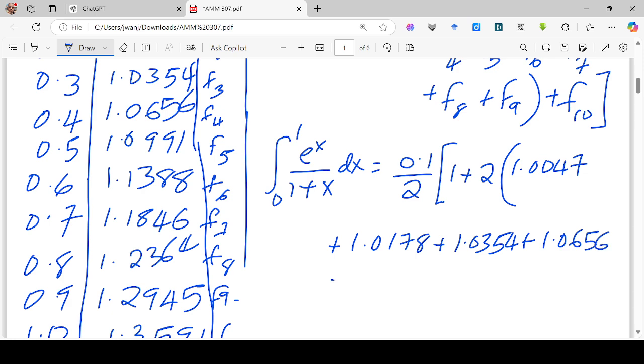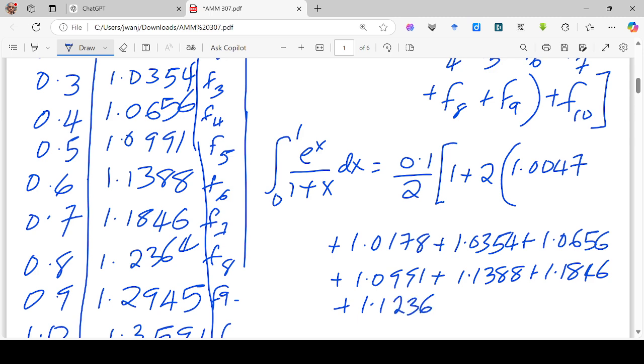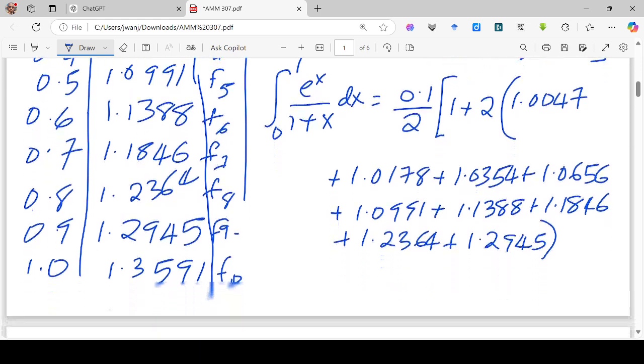1.0656, and then we add 1.0991, 1.1388, plus 1.1846, then plus 1.2364, then plus 1.2945, which is f9. So we close the brackets. Then we add f10, which is 1.3591.